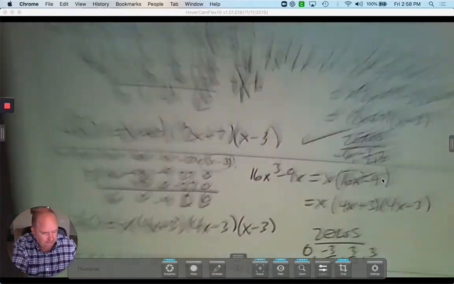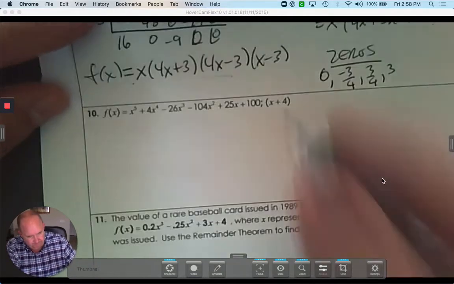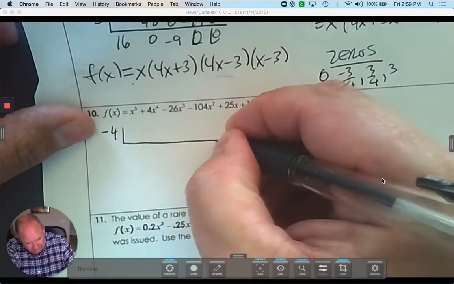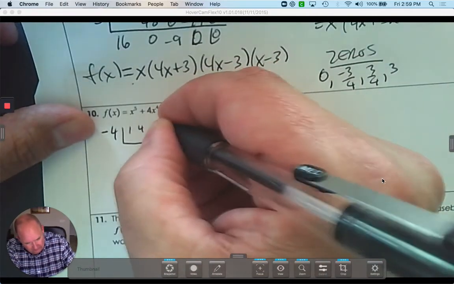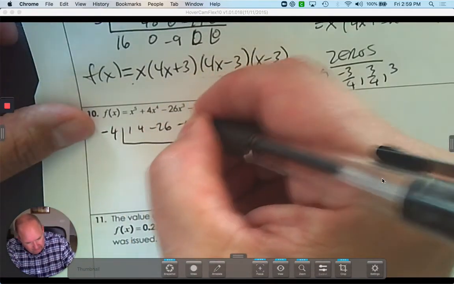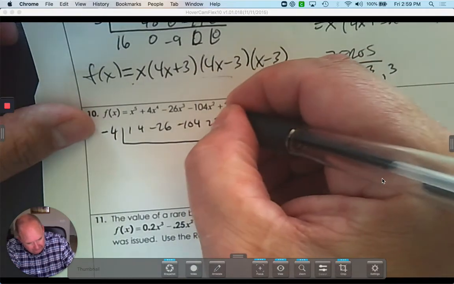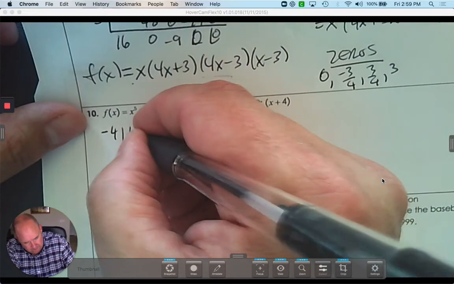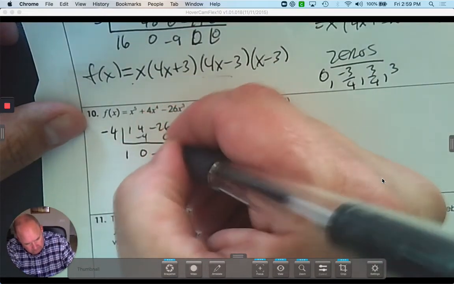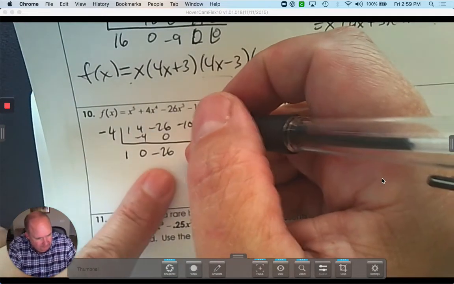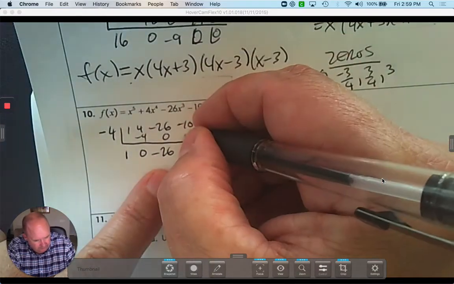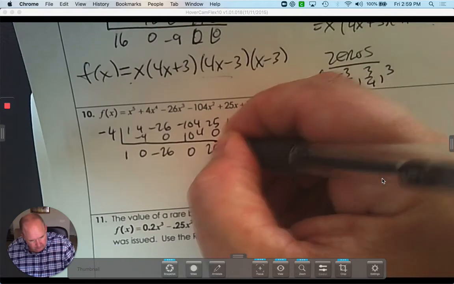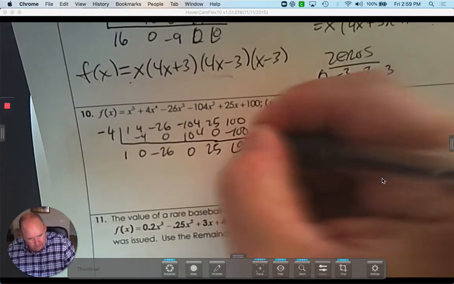All right, number 10. This one's going to be a long one. I feel it. Negative 4, 1, 4, negative 26, negative 104, 25, and 100. Here we have 80 and 24. I think that's 104. All right, so we definitely have a remainder of 0.